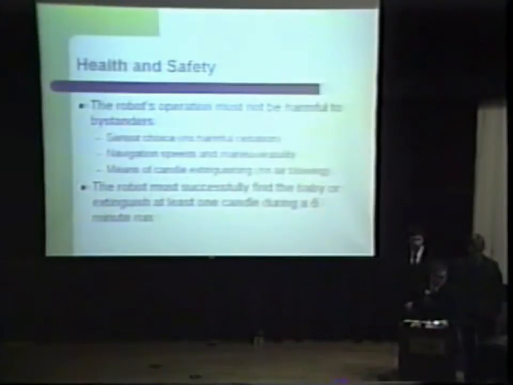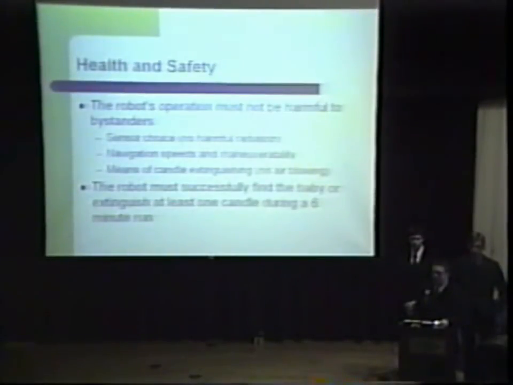For health and safety, the robot's operation could not be harmful to the public while it was being operated, and different things we had to factor in were sensor choice. There couldn't be any harmful radiation in the sensors we chose. The navigation speeds and maneuverability: the robot couldn't be destructive when it was operating.